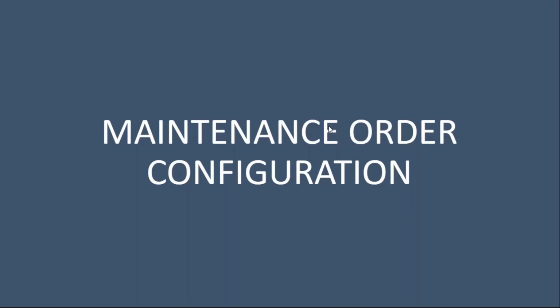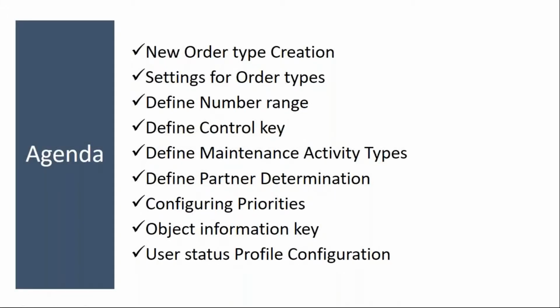So we'll be starting our next topic, that is order configuration, order customizing. The topics that we are going to cover: we will see how to create a new order type. What are the settings required for new order type? When we create a new order type, what settings we need to do? Then defining the number range, how to define the number ranges. Then control key, how to define the control key. In defining the maintenance activity types, we will see the activity types. We will see, other than the FI activity types, we have the maintenance activity types that we will see.